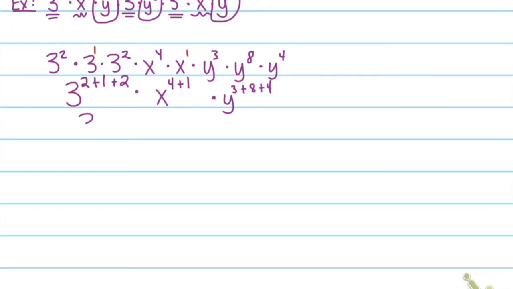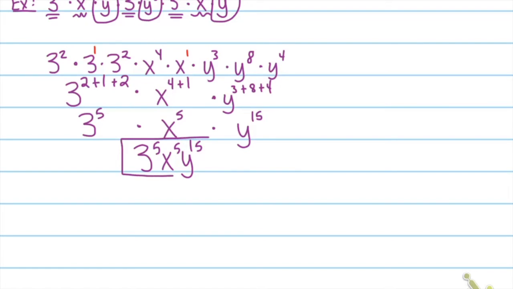So I have 3 to the 5th, 2 plus 1 plus 2 is 5, times x to the 5th, times y to the 15th, since 3 plus 8 plus 4 is 15. Again, I just want to rewrite my answer by dropping those multiplication symbols. So 3 to the 5th, x to the 5th, y to the 15th. And that's it.